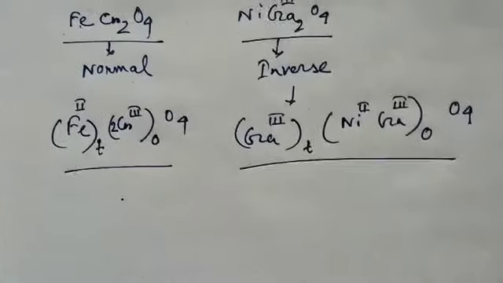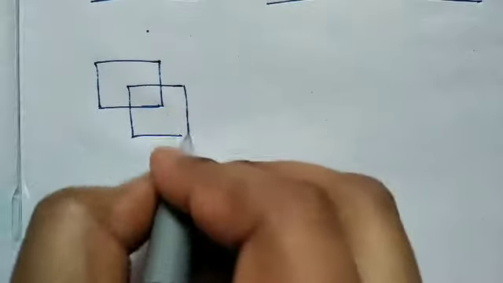Okay, now another important thing I have to discuss with you about spinels is that, see, in a cube, several octahedral holes and tetrahedral holes are present.